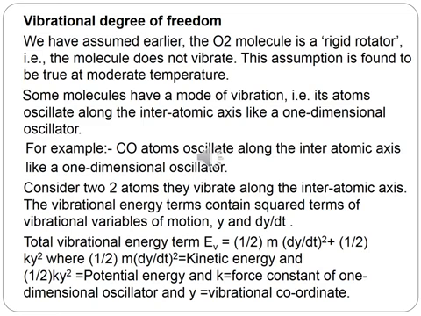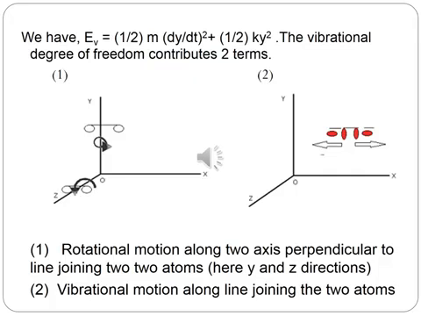The vibrational energy terms contain squared terms of vibrational variables of motion, which are y and dy by dt. Then the total vibrational energy term EV is equal to 1 by 2 m (dy by dt) whole square plus 1 by 2 k y square, where 1 by 2 m (dy by dt) whole square is the kinetic energy and 1 by 2 k y square is the potential energy. Here k is the force constant of the one-dimensional oscillator and y is the vibrational coordinate. So, there are two terms in the expression for the vibrational energy.